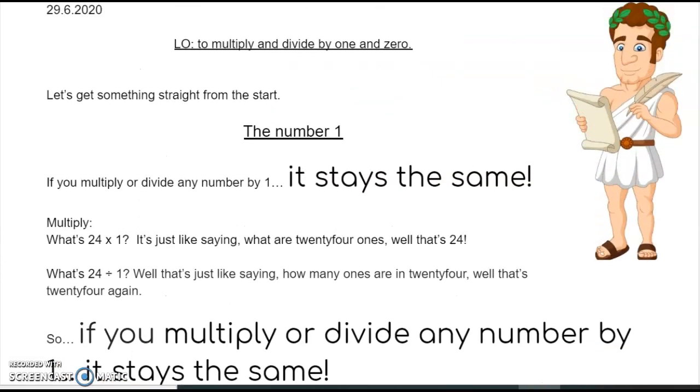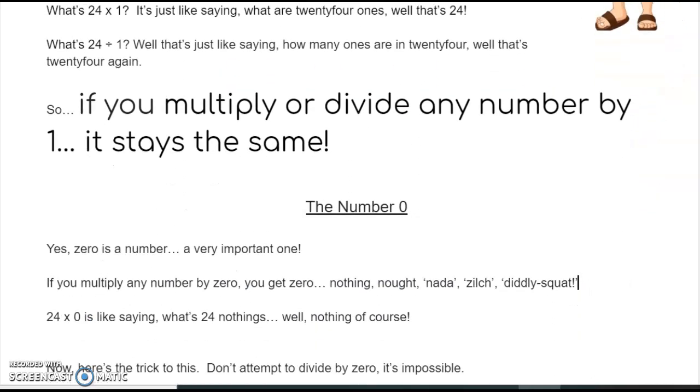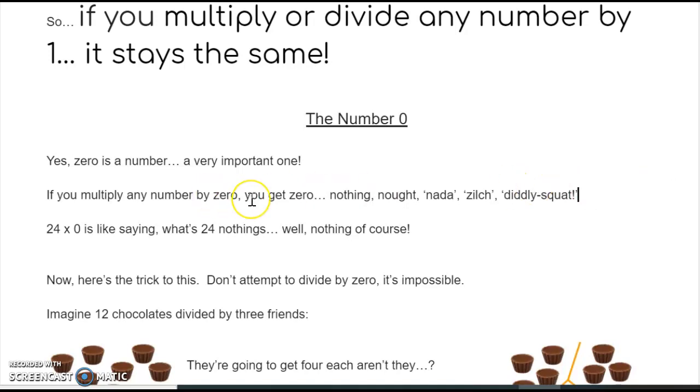Let's recap it. We're learning to multiply and divide by 1 and 0. With the number 1, if you multiply any number by 1 or divide any number by 1, that number stays the same. If you multiply any number by 0, you're going to get nothing. Naught, nada, zilch, diddly squat. 24 nothings make nothing. 5 nothings make nothing. 653 nothings make nothing. 1,254,564 nothings make nothing.